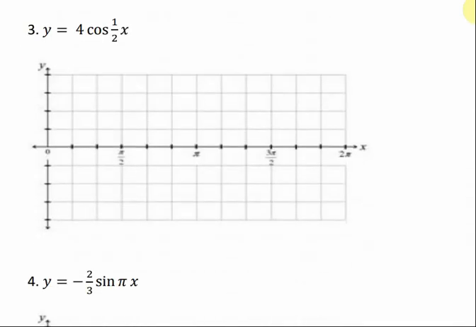All right, here we have a little more going on. So this time we do have an a and a b. So let me write out what we have here. The a tells us what our amplitude is, or how high or low it goes. It's the absolute value of whatever is in front of the trig function. So our amplitude is 4.